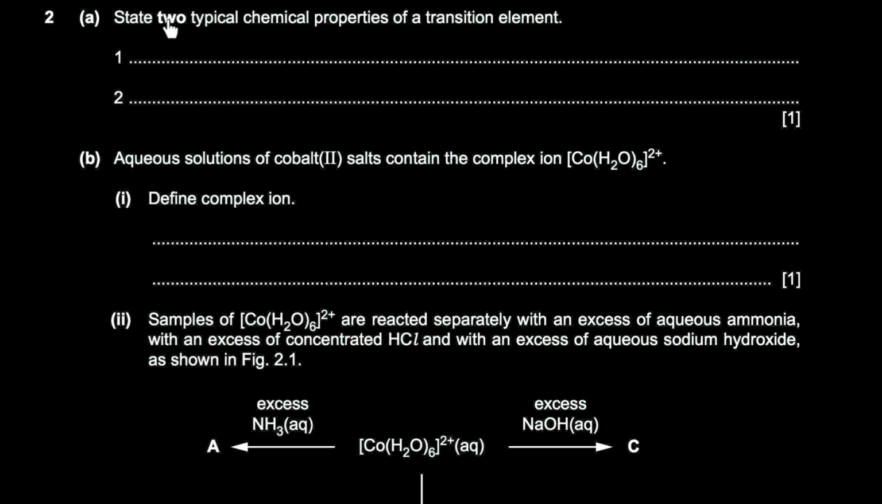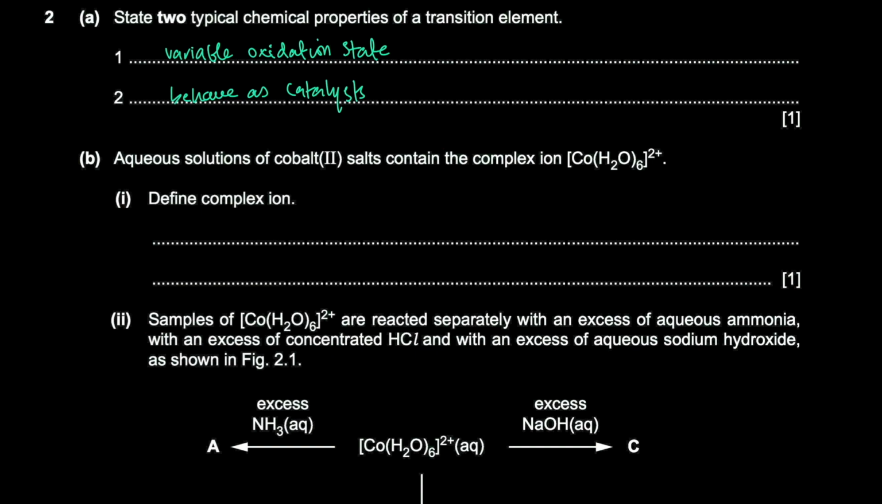Question number 2 says state 2 typical chemical properties of a transition element. So one typical chemical property is that transition elements have variable oxidation states. They form colored compounds. They can behave as catalysts. So you can write any of these. They can behave as catalysts, they have variable oxidation states, they form colored compounds, they form complex ions, and so on.